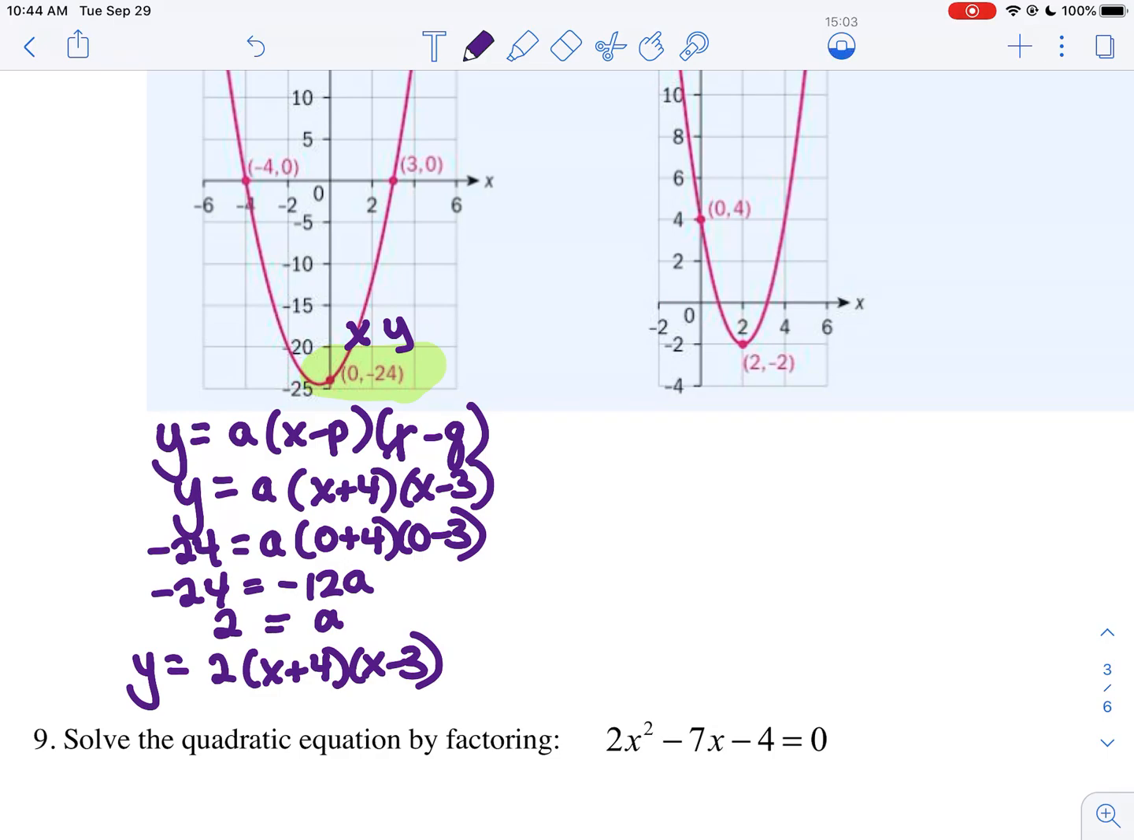And I'm going to kind of let you do that. And you can just check it that you should get y equals 2x squared minus 2x minus 24. If you need help, just make sure you ask me about that one.